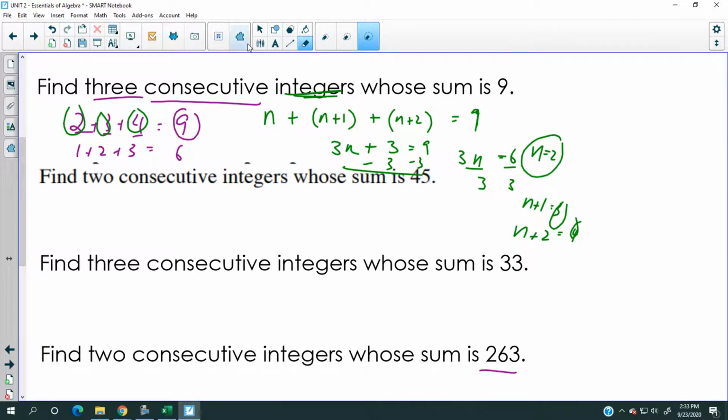If you want, you can try this one on your own. And by the way, you can check your answer without even consulting the teacher, because you would know once you add it. 2, 3, 4 adds up to 9, right? So if you want, you can try this one.